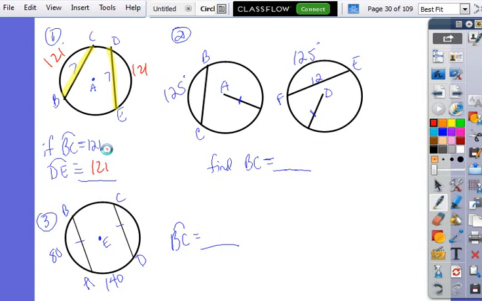If the chords are the same, the arcs are the same. I could flip this around. If I had the 121 on the outside and one of these was a 7, then the other one would have to be a 7 on the inside.